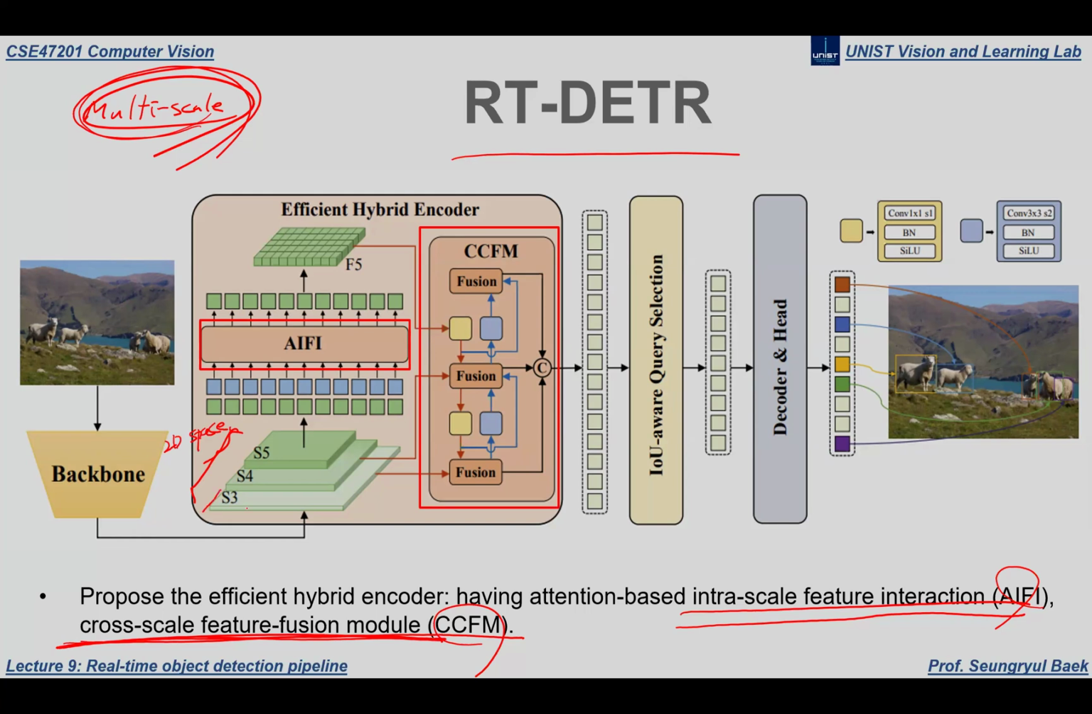And let's say S3 is the largest scaled image feature. So from the image, we extract 3 scaled image features, and the largest one is called S3, the next largest is called S4, and the smallest is called S5.